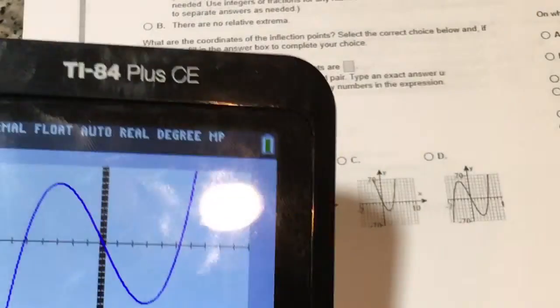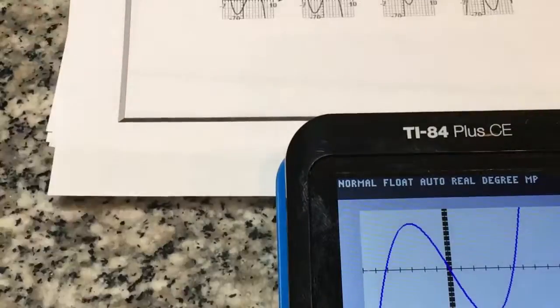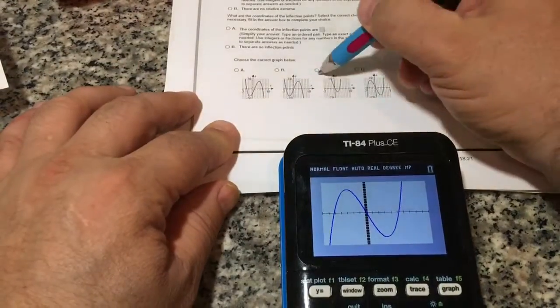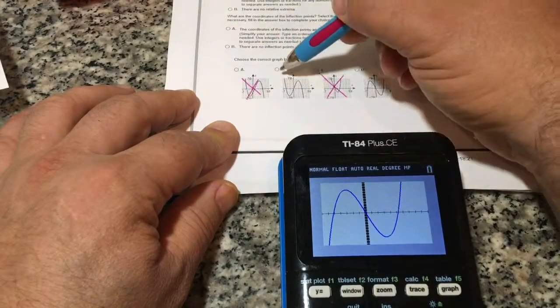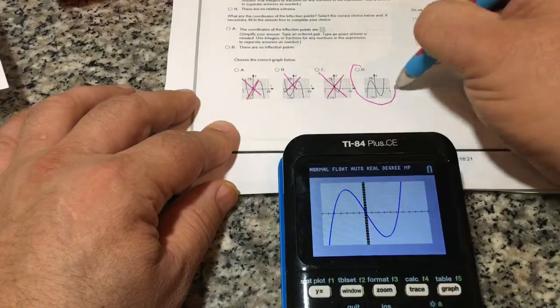And let's see which one that matches. Immediately, it cannot be choice C, because C is only a parabola. It starts down on the left and goes up on the right, so that gets rid of choice A and choice B, so automatically has to be choice D.